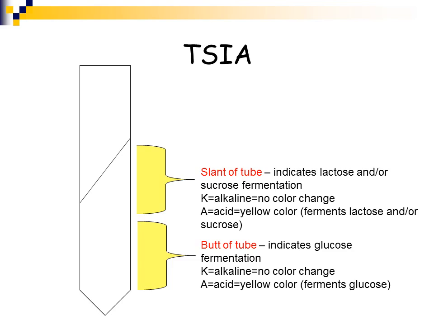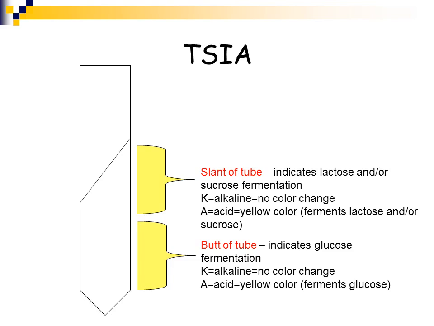The butt of the tube is what you read for glucose fermentation. If the butt of the tube does not change color, it means that it didn't ferment glucose. If the butt or the bottom of the tube turns yellow or acid, it does ferment glucose.